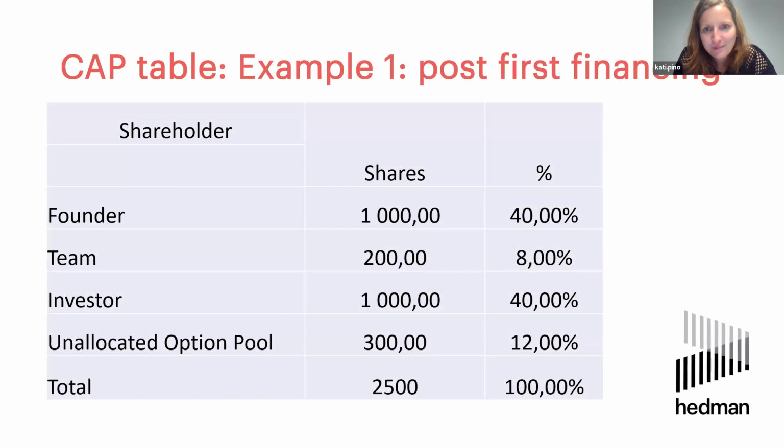So here is one example. This is a real life example again. Here you can see that this is a post first financing, and the founder and the investor have the same amount of shares, basically. This is not a good cap table. Don't do it. Because if you have such a cap table, it is very difficult, if not impossible, to get future investors besides the investor that you have already.